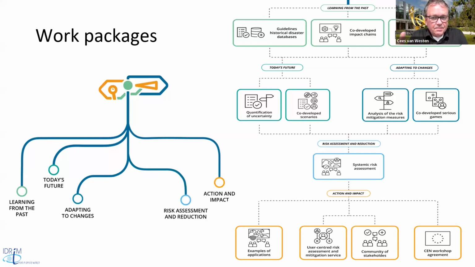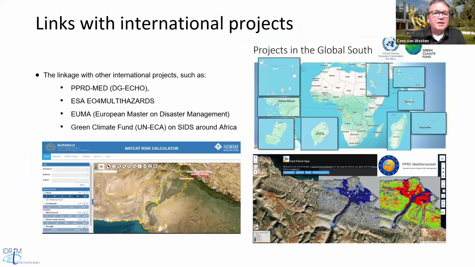And then we're trying to develop tools for adaptation. So we're using mitigation measure options to see which mitigation measure would be most optimal to use in which situation. And we also use serious games as an option. We bring it together in a platform for systemic risk analysis. We also link it with other projects. So we are working with projects in the global south on small island development states. We work with DG ECHO projects that look at disaster events in other countries.